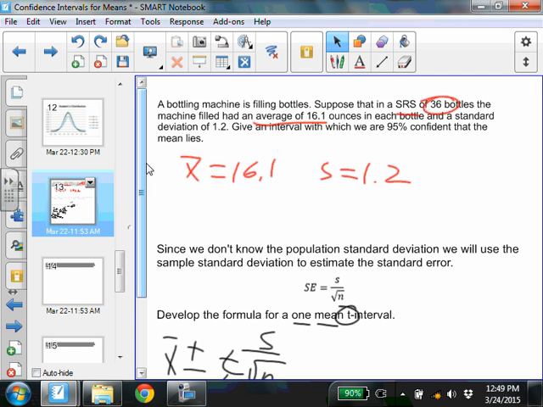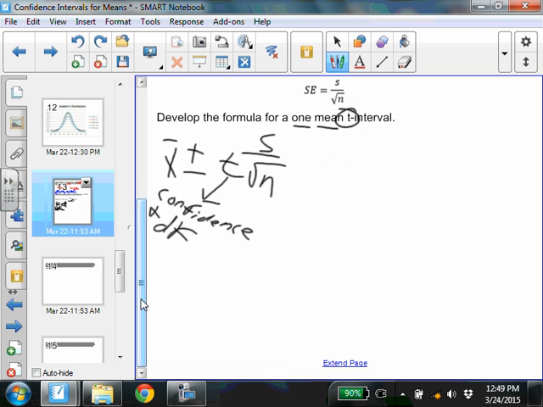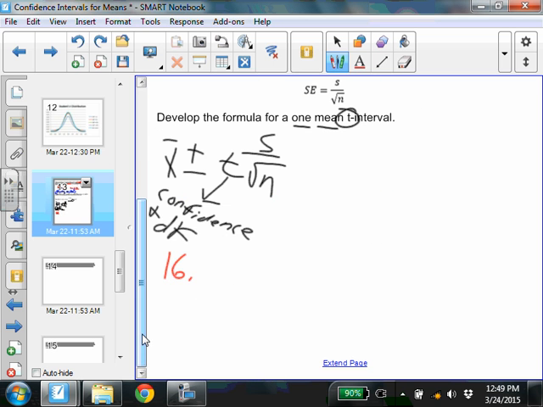And it gives it to you. What do we get? 15.964 to 16.506. Okay? Now, I actually want to do this by hand because I want to talk about what's happening here. This is 16.1 plus or minus t. So what we want to do is calculate a t-score.